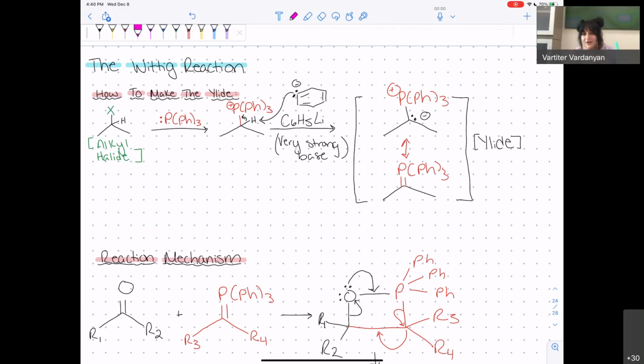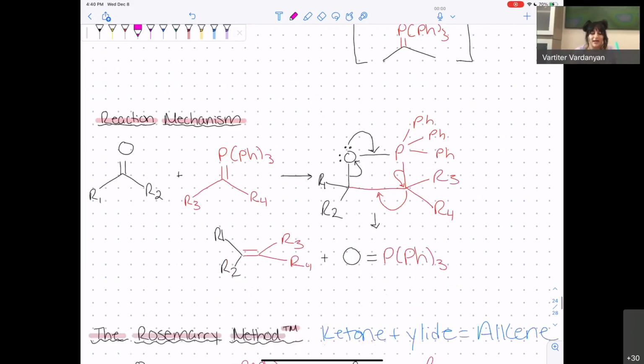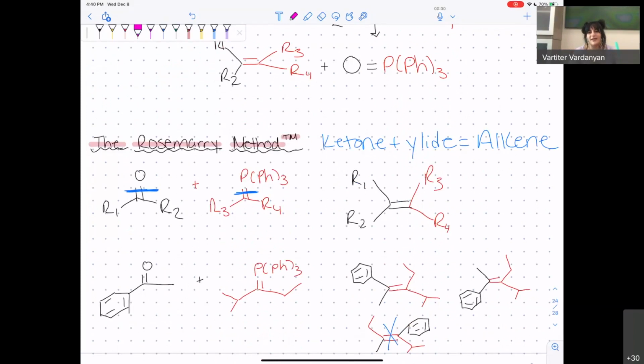Anyway, moving on. So the Wittig reaction basically forms a ylide in the first part, and then it forms an alkene. If you remember the Rosemary method, that's my favorite way of doing this.